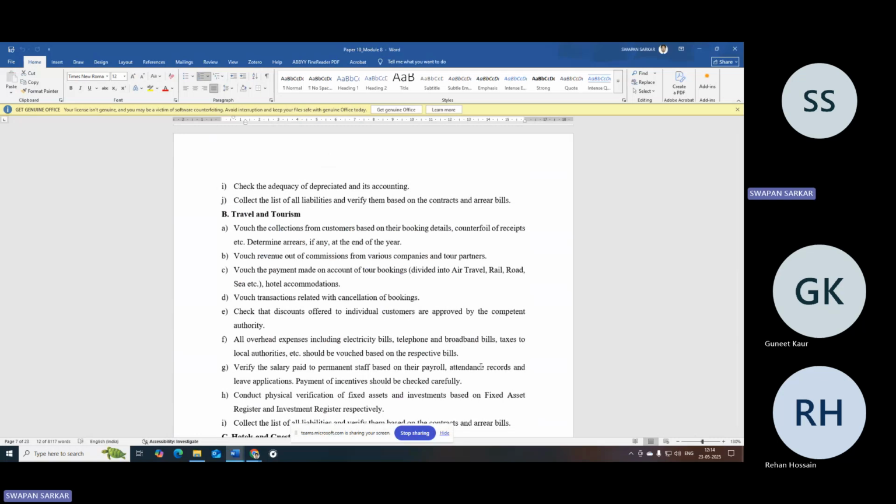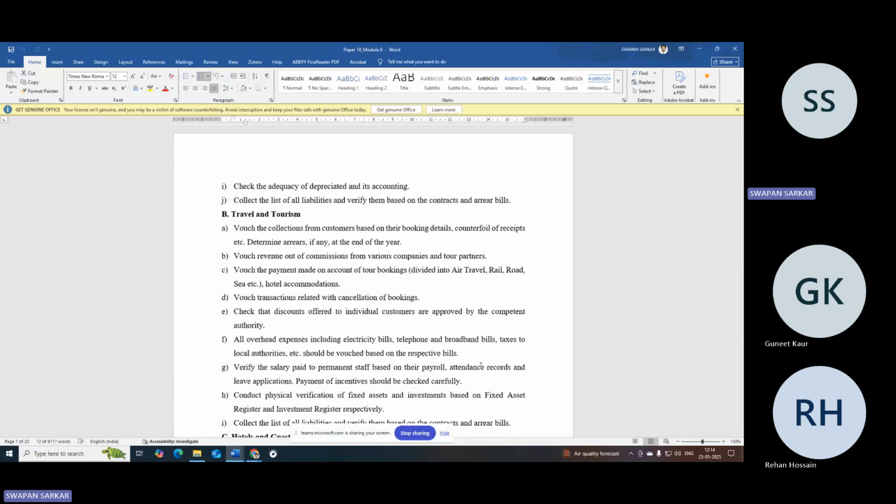Then travel and tourism. Vouch the collections from customers based on their booking details, counterfoil of receipts, determine arrears if any at the end of the year. Secondly, vouch revenue out of commission from the various companies and tour operators.